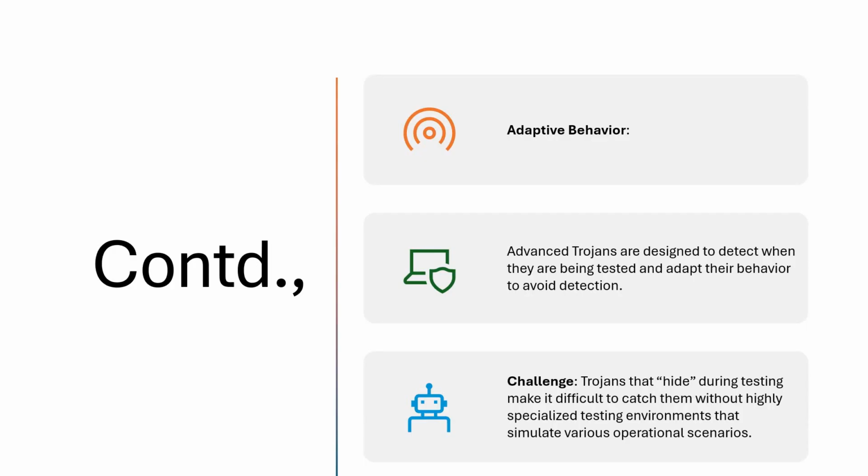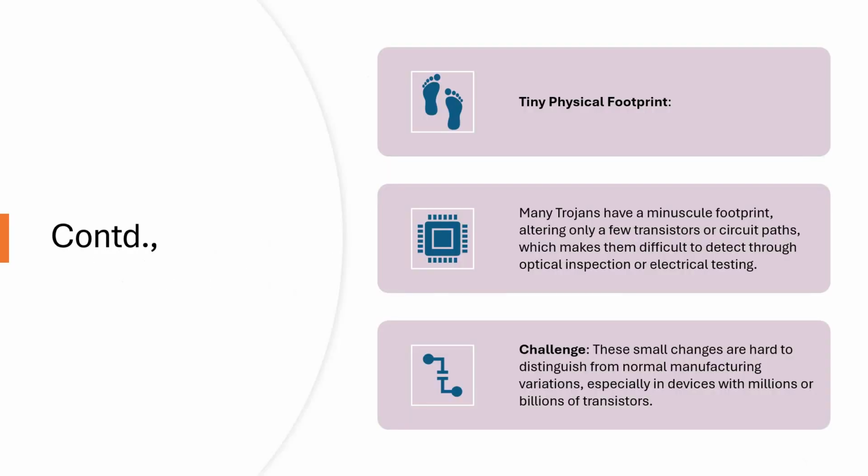Adaptive behavior is a major challenge. Modern day Trojans are capable of hiding during the testing phase. That's very difficult for us to catch without a highly specialized testing environment or infrastructure, and that's going to be really challenging and troublesome.